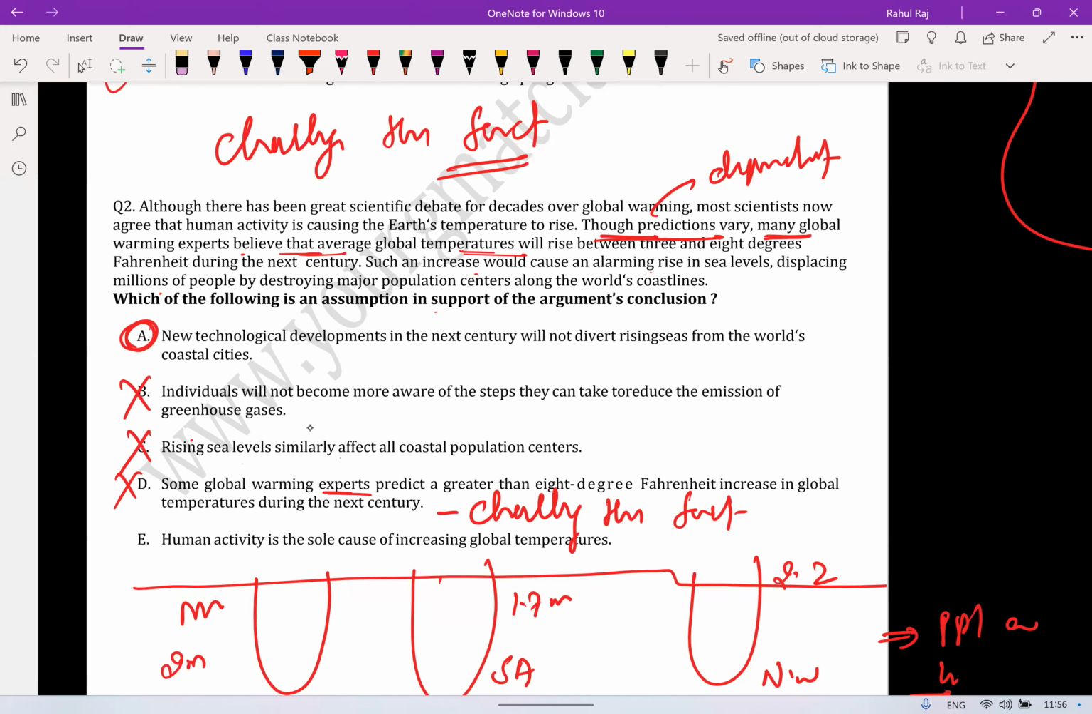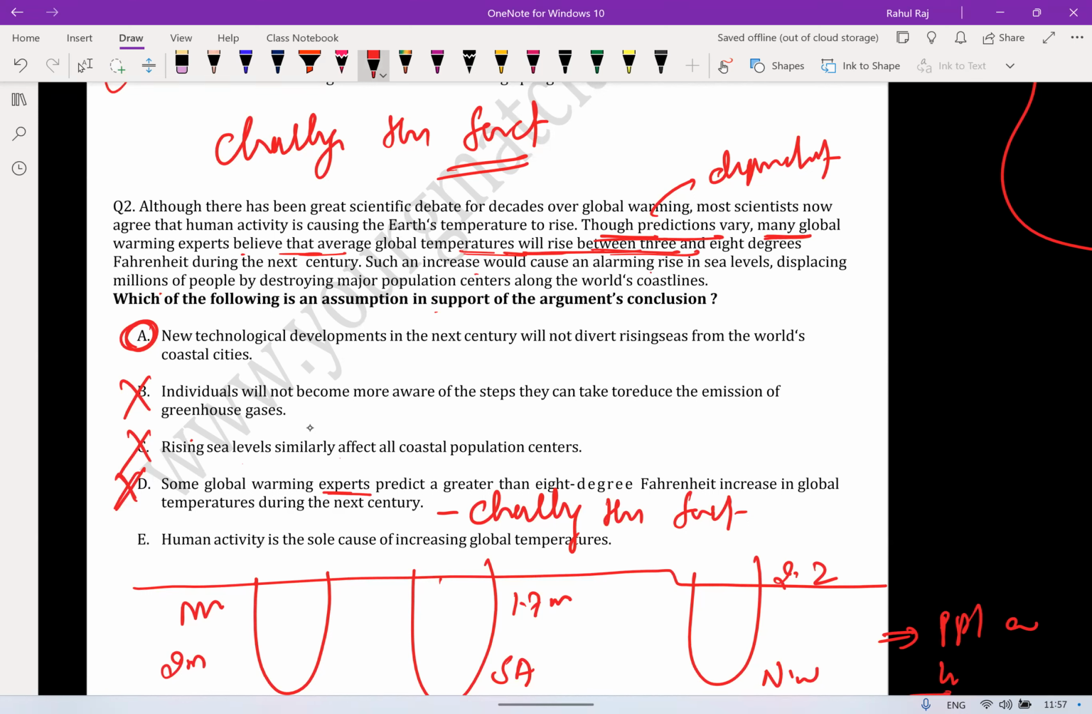Now the point is that even if you feel, Shwati, that it is not trying to challenge the fact, it still has no relevance to our answer choices. Check here. Some global warming experts believe that average temperature will rise above 8 degrees. How does it matter? And if I say it will not rise above 8 degrees, they have already very clearly written in the fact that it will rise between 3 to 8 degrees, right? Even if I negate option D, Shwati, what would I get? That some global warming experts predict that it will not rise above 8 degrees. This is what I can predict, right?